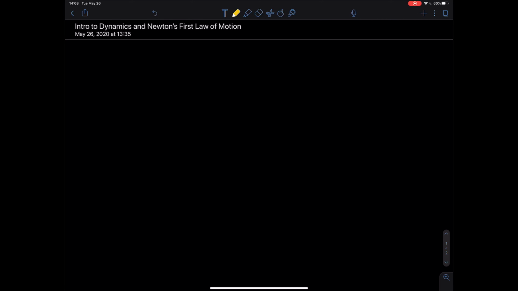Up to this point, we've been studying kinematics. Kinematics is the piece of physics that deals with how things move. So it answers the question, how do things move? And we quantified this. We came up with some equations.